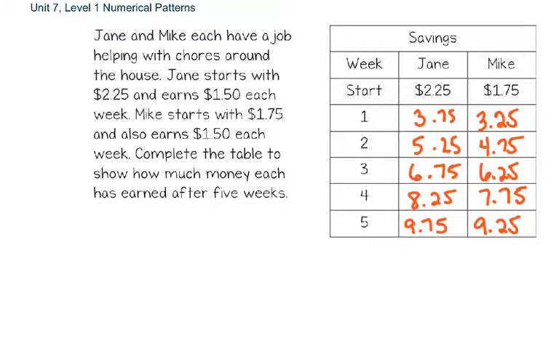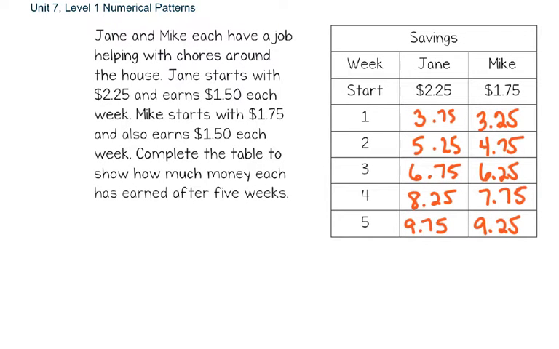One thing I notice is each week, obviously because he's starting with less, Mike continues to have less, and that's because we're giving the same amount to Mike and to Jane each week. How much less? Well, in each week, I notice that there's a difference of 50 cents. So Jane has 50 cents more each week than what Mike has.